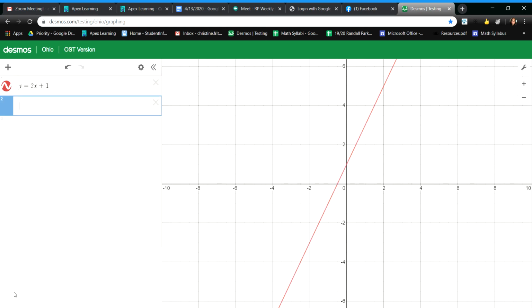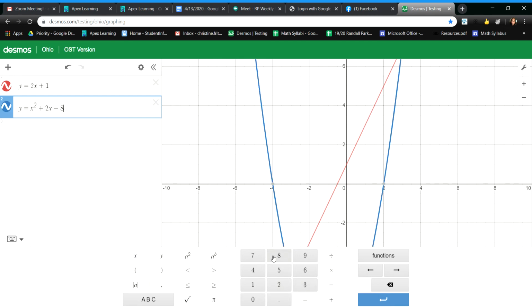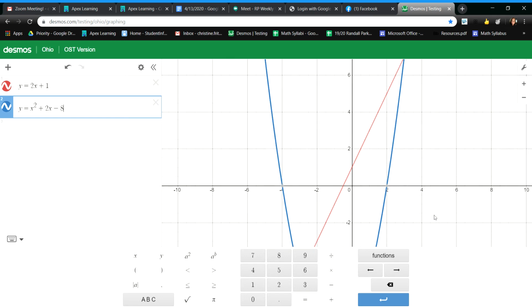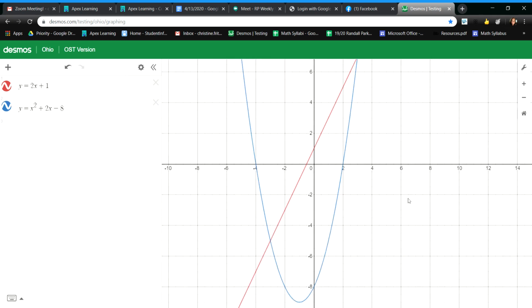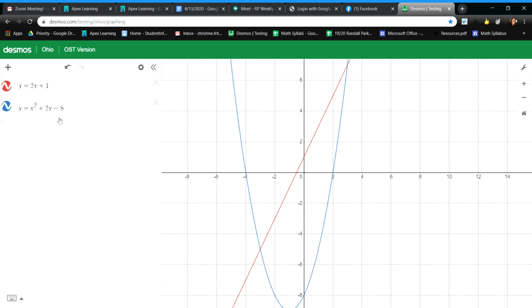So in this case, we have y equals 2x plus 1. Okay, then our second one is y equals x squared plus 2x minus 8. And again, it doesn't matter what color these are or what type of graphs they are, as long as you write them correctly and you have y equals and you use all lowercase letters, you'll be able to get this.